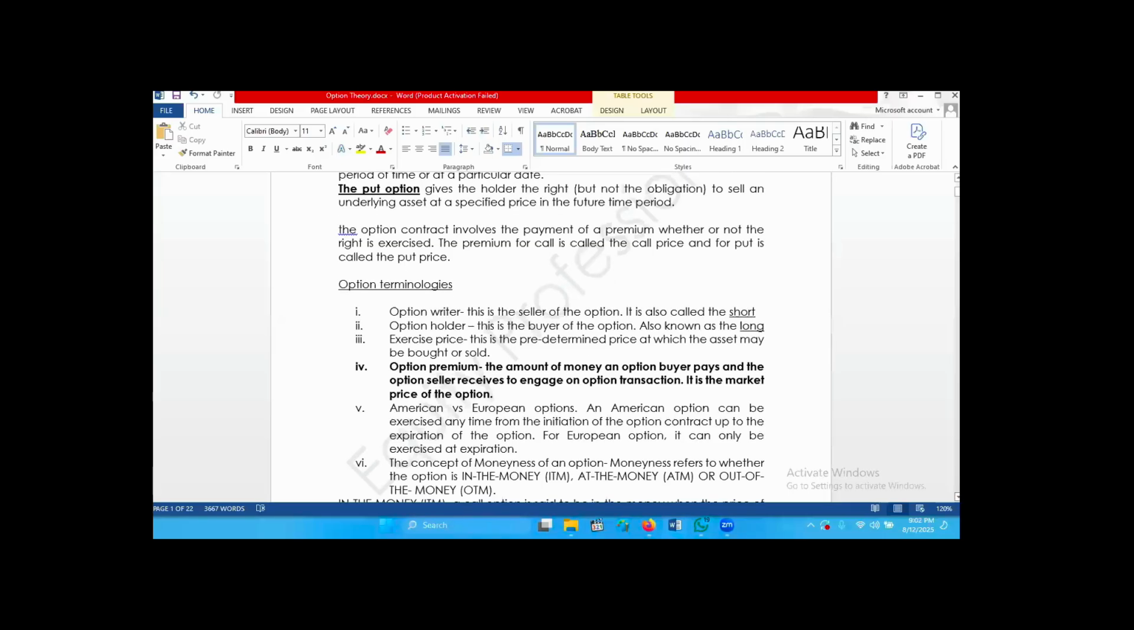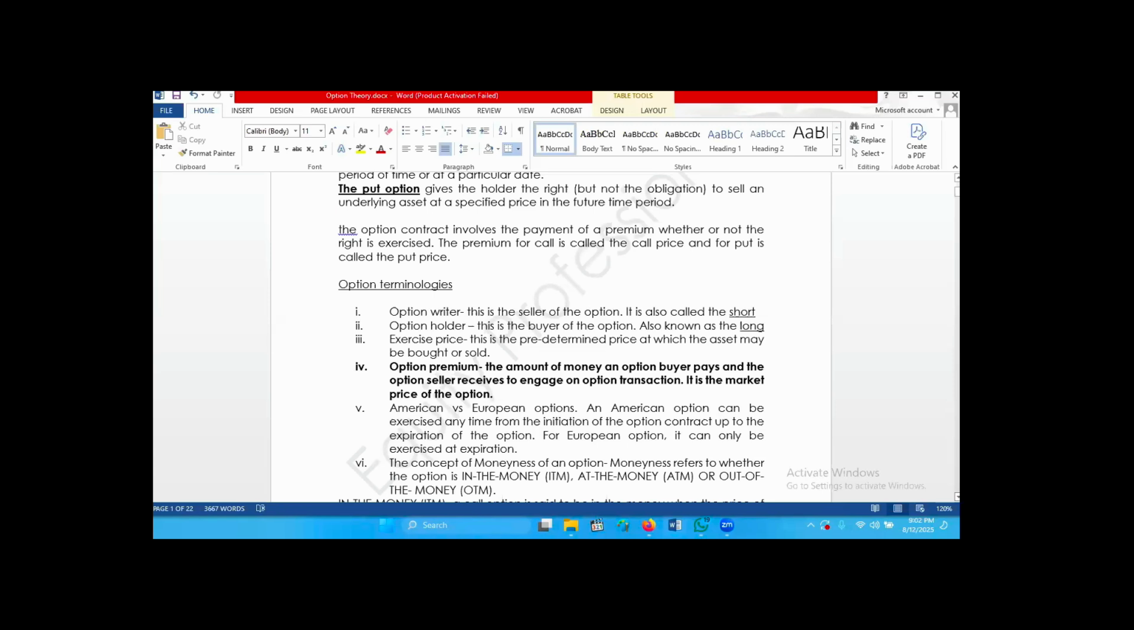Let us go to the terminologies associated with option. One is the option writer. The option writer is the seller of the option. The option holder is the buyer of the option.